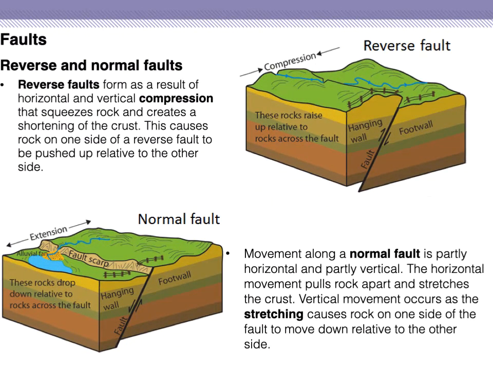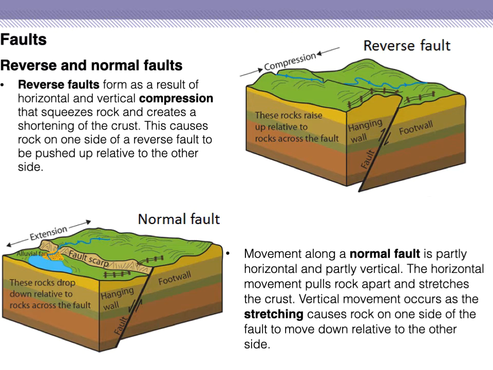Reverse and normal faults. Reverse faults are on the right. They form as a result of horizontal and vertical compression that squeezes the rock and creates a shortening of the crust. This causes the rock on one side of the reverse fault to be pushed up relative to the other, whereas movement along a normal fault is partly horizontal and partly vertical. The horizontal movement pulls the rocks apart and stretches the crust. Vertical movement occurs as the stretching causes the rock on one side to fall down relative to the other side.